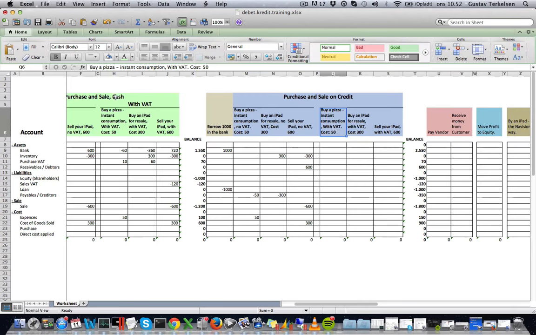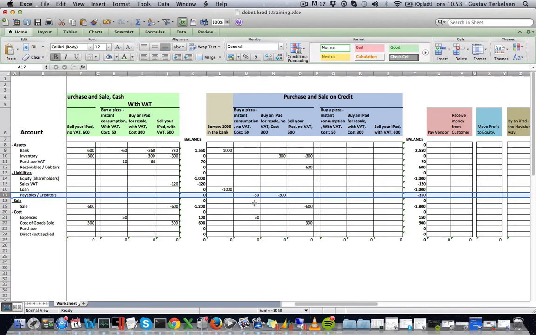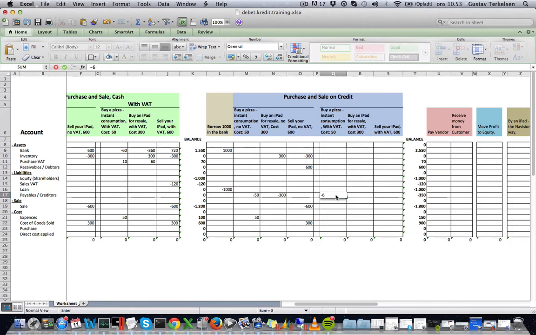When we did that over here, paying with cash, we would book this into the bank account. But in this case, the pizza guy says, you don't have to pay me right now. You can just pay me in a month or whenever you feel like it. So we actually don't have a reduction in our bank account, but we have to record that we owe this money to the pizza guy. So once again, this goes to our payables or our creditors, and we have to pay him eventually $60 like this.